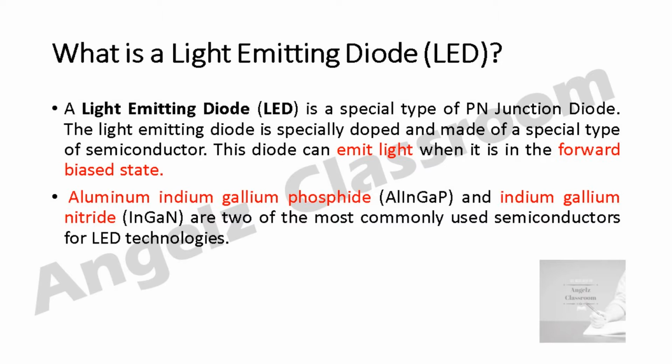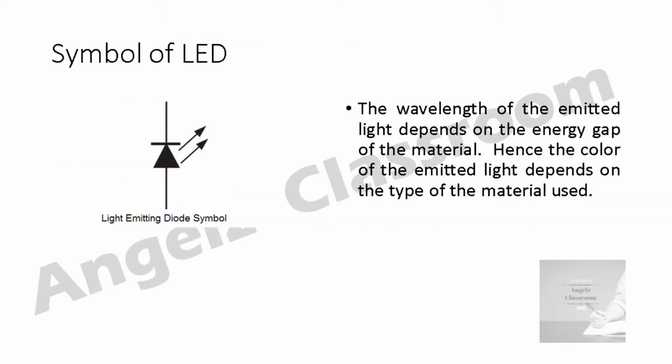So what is the difference between a normal PN junction diode and LEDs? In a normal PN junction diode, we usually use the silicon semiconductor, whereas for LEDs, I am going to use aluminum indium gallium phosphate or indium gallium nitride as the semiconductor material for this LED technology. So this is the symbol of LED.